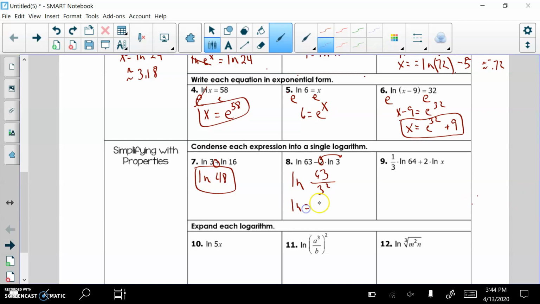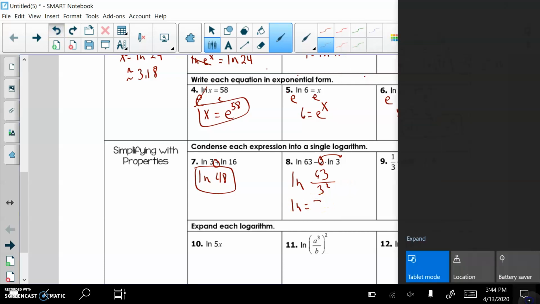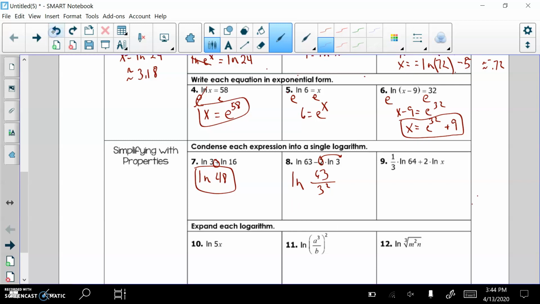I want your final answer, if you can simplify it, to go all the way down and just say the simplified value of that. Why do I keep putting equals? It's natural log of 7. That is as simple as you can get.